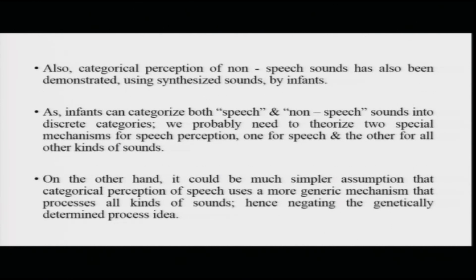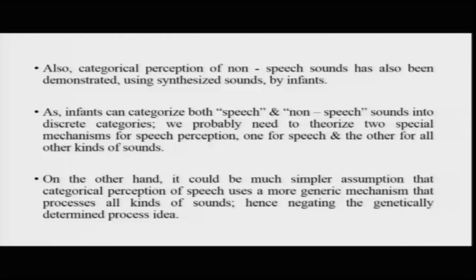Also, it has been shown in a range of studies that children are very good at categorical perception of non-speech sounds. They can do this, for example, with artificially generated sounds, sounds that are generated by a computer, and if they are sufficiently different from each other, the child will be able to notice and respond to the difference. Now if the child is able to do this for speech sounds as well as non-speech sounds, and remember there is no evolutionary advantage to categorically perceiving non-speech sounds, then where are we? How do we explain that?